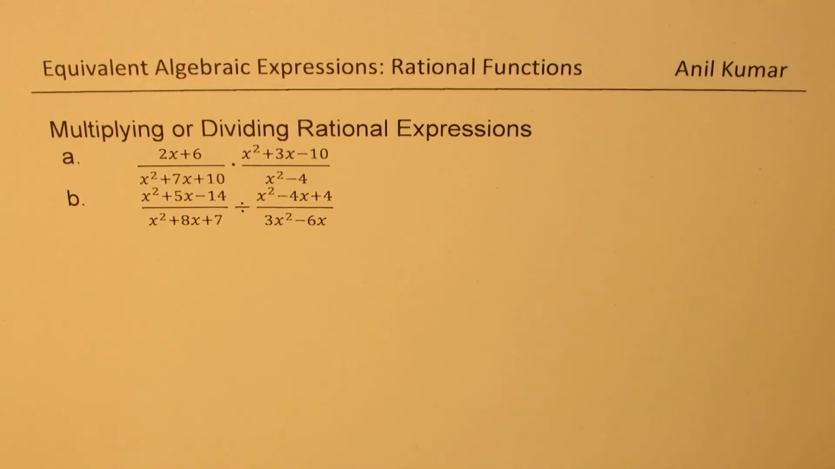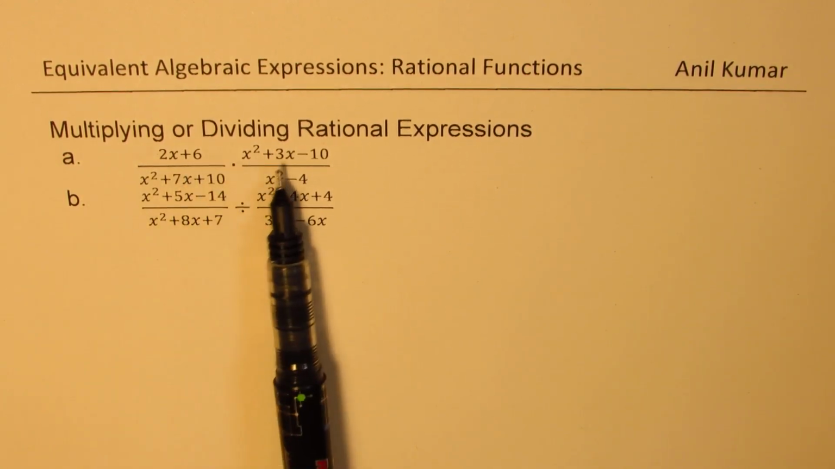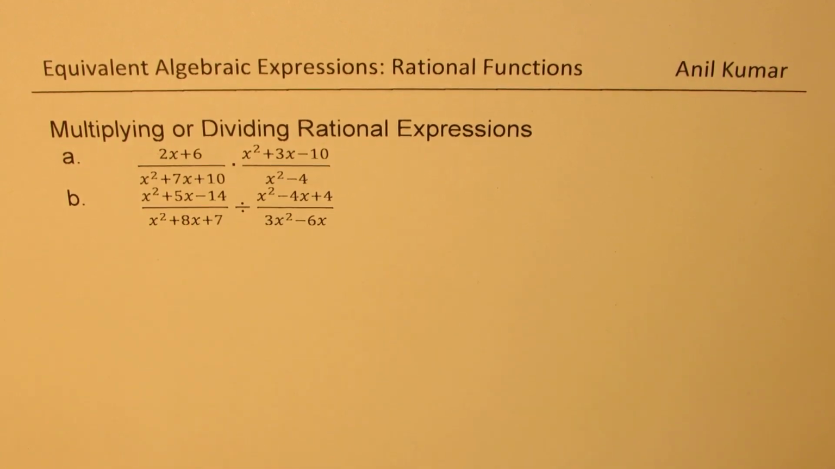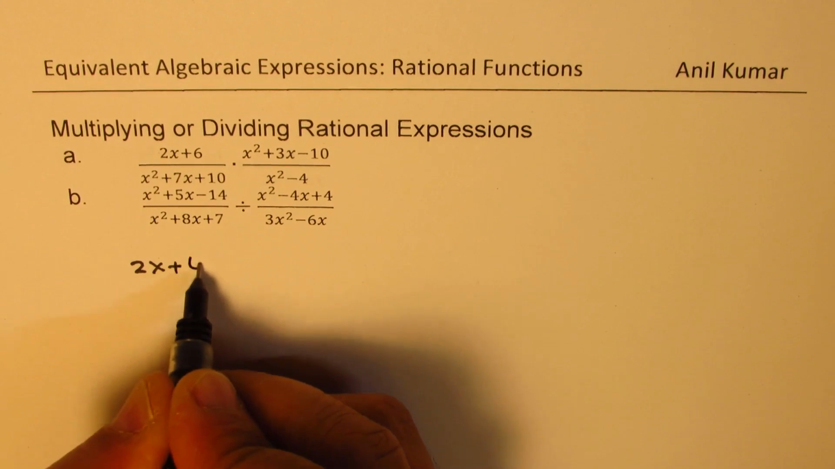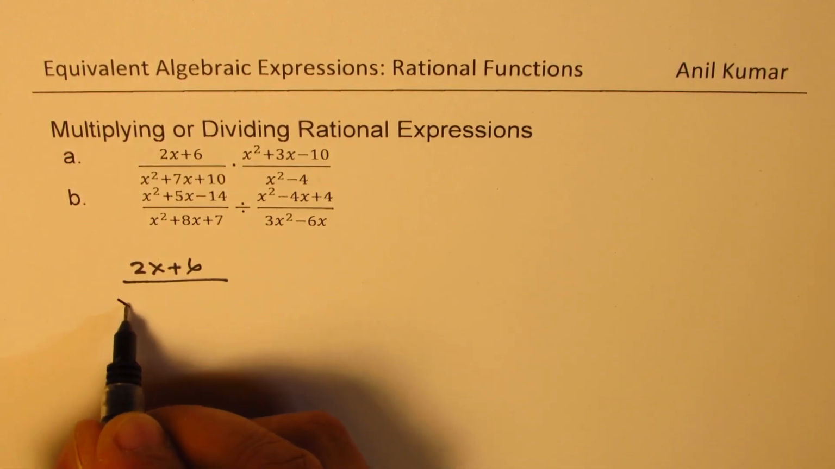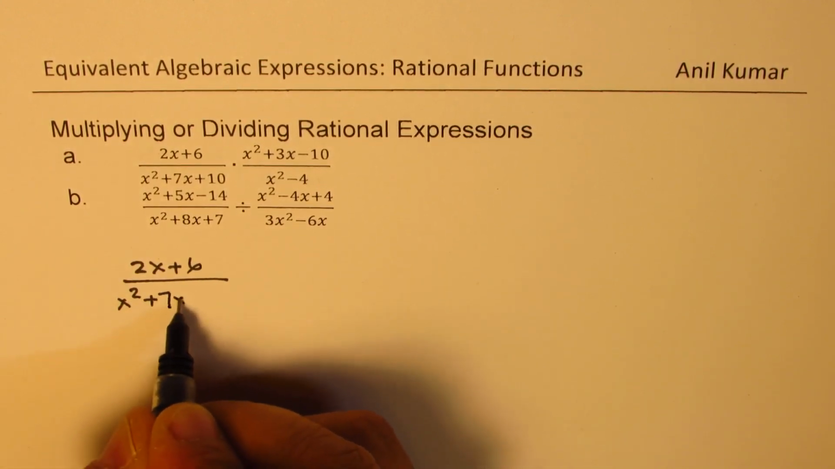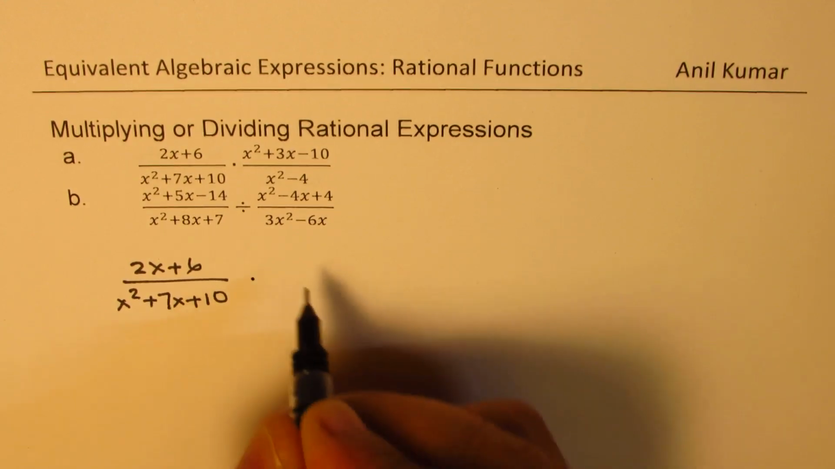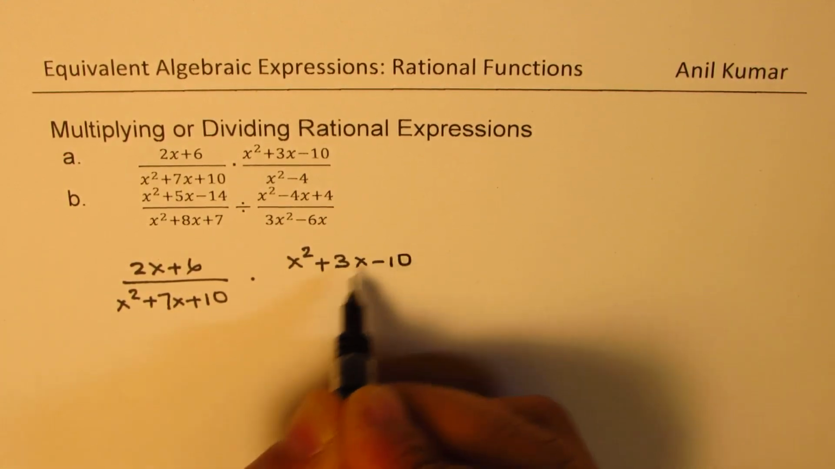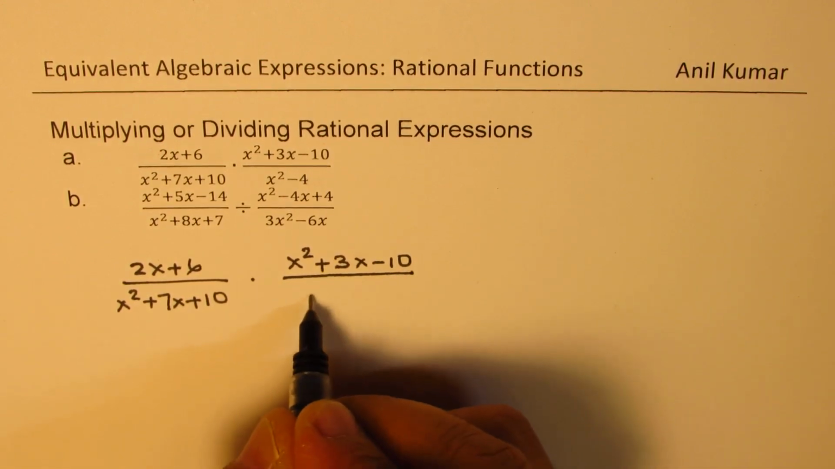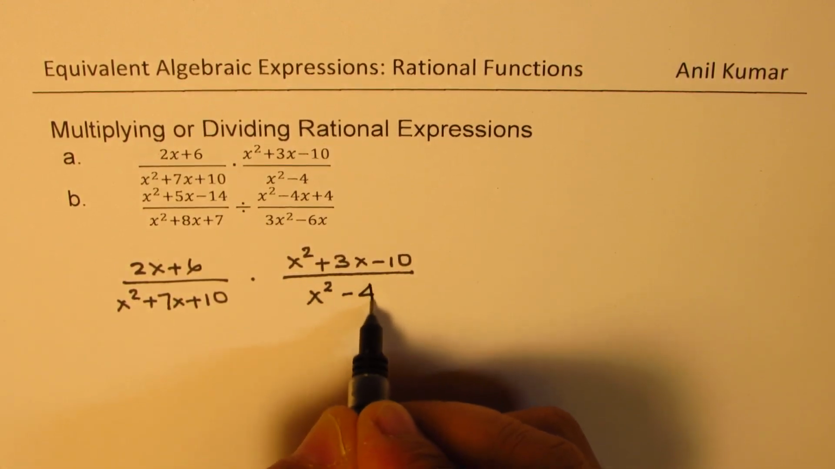So now we will see how to multiply and divide rational expressions. So I have taken two examples here, one to multiply, the other one is to divide. So let's do the first one, which is we need to multiply 2x plus 6 over x squared plus 7x plus 10 with x squared plus 3x minus 10 over x squared minus 4.